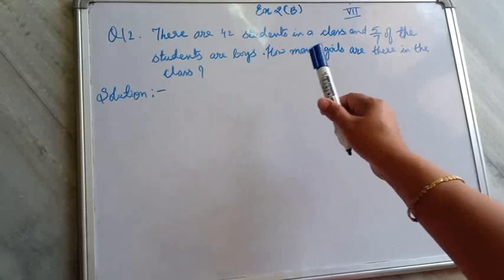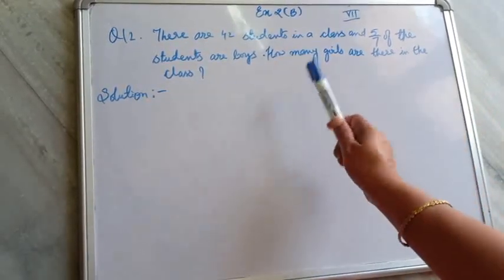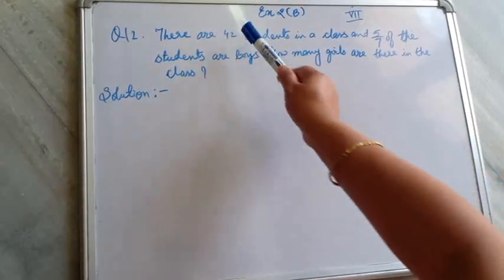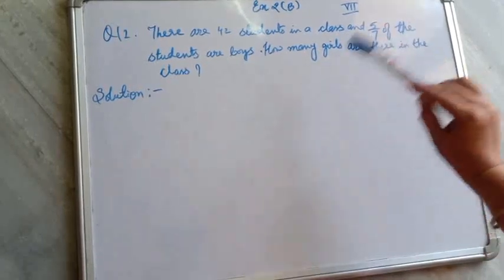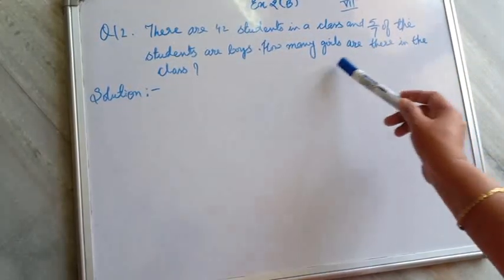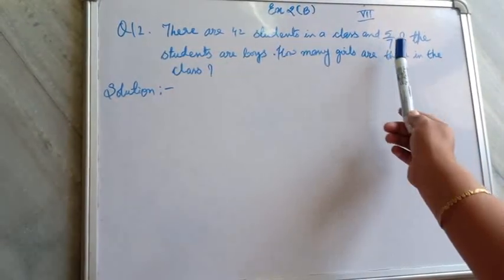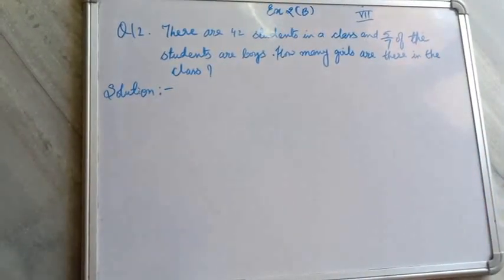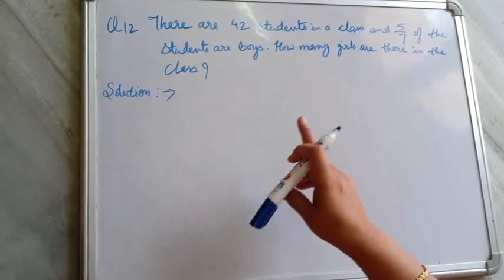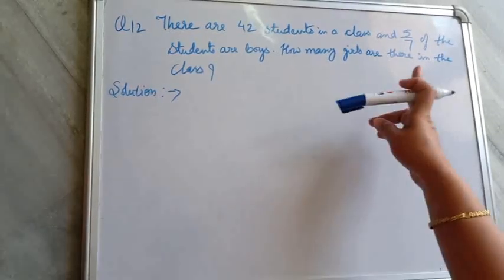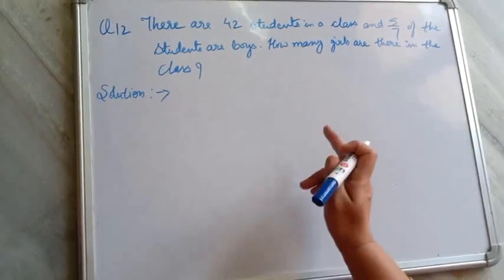Question is, there are 42 students in a class and 5 by 7 of the students are boys. How many girls are there? Total number of students 42. Number of boys 5 by 7 of the students. How many girls are there in the class? In this question, first we have to find 5 by 7 of 42. So 5 by 7 of 42 are boys. We have to find number of girls in the class.